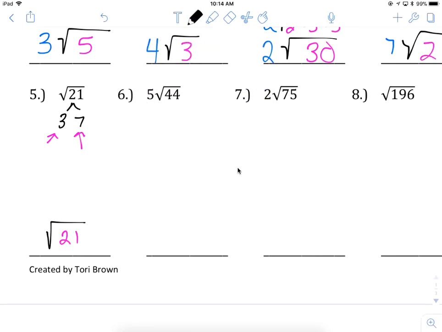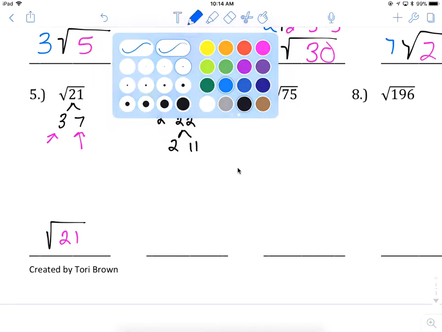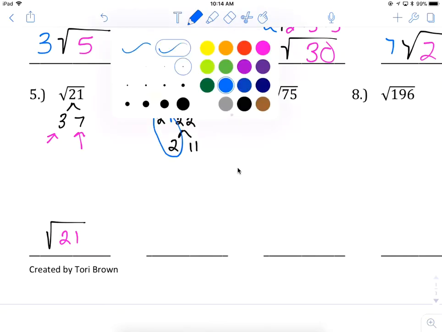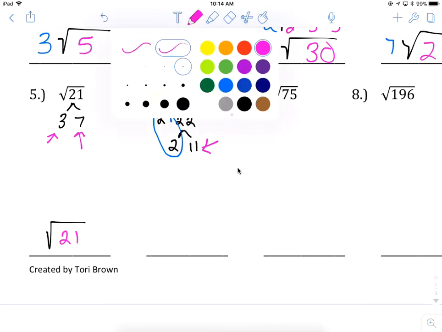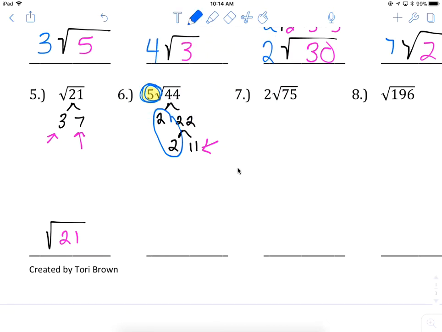Okay. Number 6 looks a little bit weird because we've got this little extra guy hanging out on the outside. Let me show you what we do with him. Okay, so let's start it. 2 and 22. 2 and 11, and if you didn't know, 11 is prime, so we can't break apart 11 anymore, okay? These 2s make a date, just like we said before.